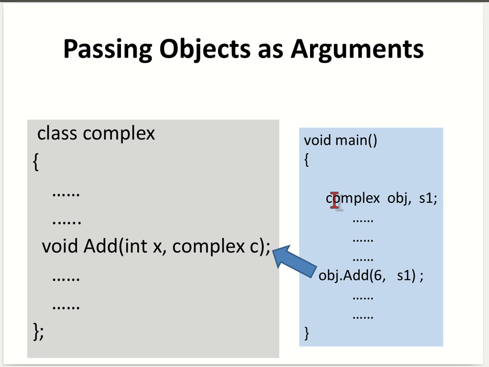Here in main we have created two objects, complex obj and s1. What will happen here? In this case, obj.add(6, s1). Here x is equal to 6 and c is equal to s1. So a copy of s1 will be loaded here, and inside the function we can use the values or the attributes of s1.